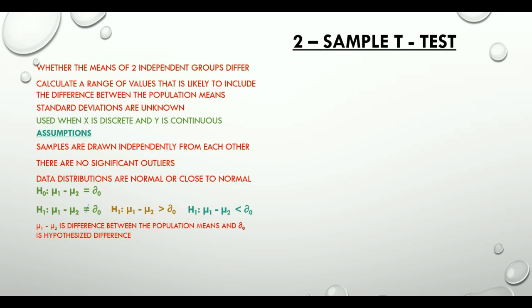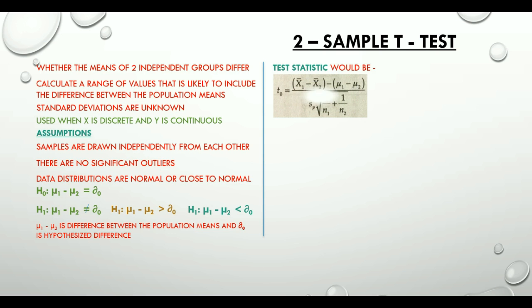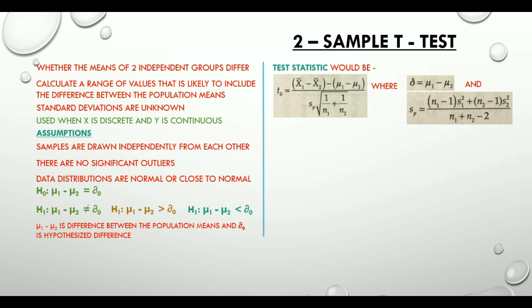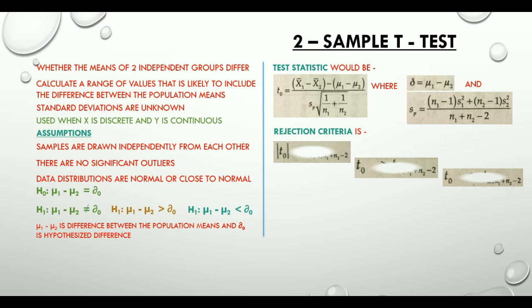Test statistic for a two-sample t-test is denoted by t sub 0, and here is the formula, where mu1 minus mu2 is delta, and this is how we calculate the S sub p. Rejection criteria for a two-sample t-test is based on the comparison between the test statistic, that is t sub 0, and a critical value that is calculated from the t distribution table using the significance level, alpha, and the degrees of freedom, which in this case is n1 plus n2 minus 2.